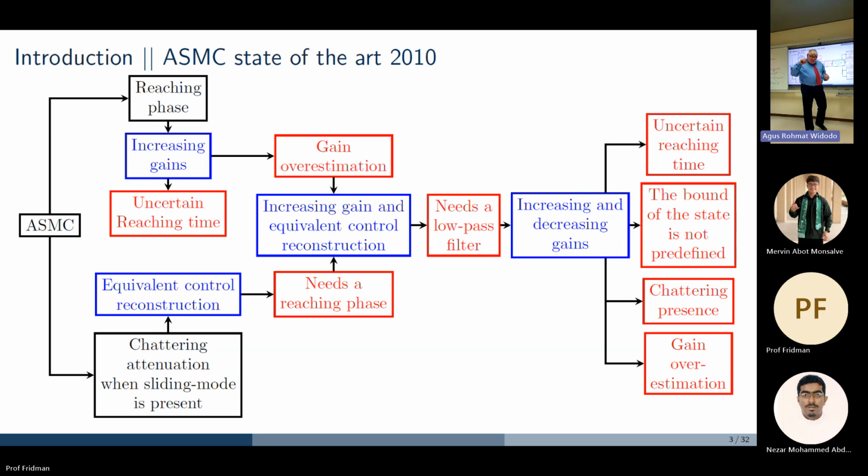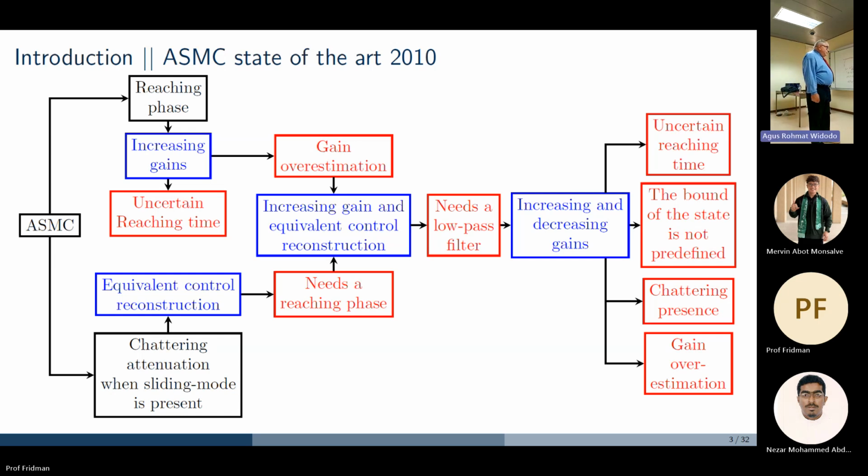If you lose sliding modes, you still don't know where you are, and how far you go outside depends on the perturbation. As a result, it was a bad solution. Why? Because you don't know when you will stop, and you don't know in which vicinity you will be, because you don't know the upper bound of that solution. Bad solution.